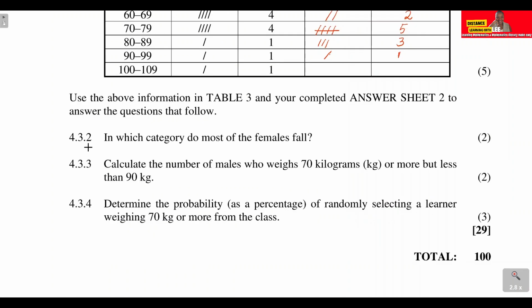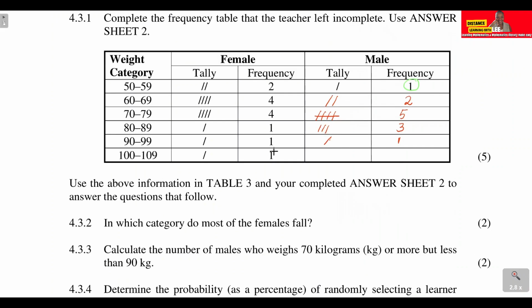For question 4.3.2, in which category do most of the females fall? We want to have a look at the category, because remember guys, the category is the column that we're going to be looking at. We'll see which category gives us the most females that weighed within that category. So what do we see? We're going to find the category that gives us the highest frequency.